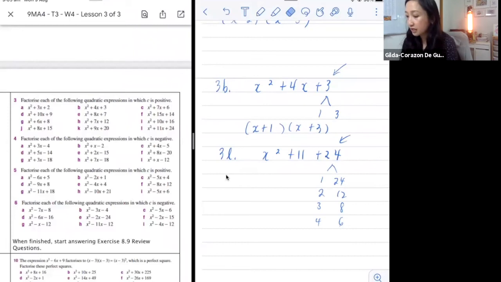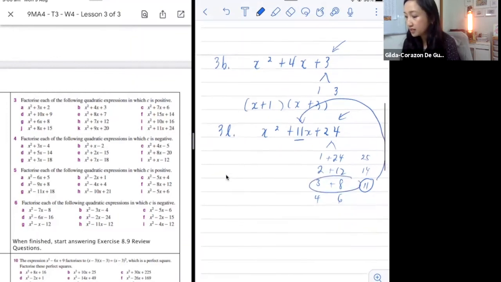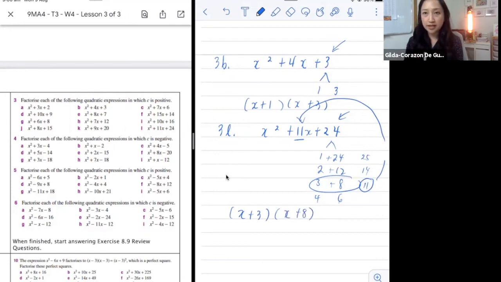And you test, if you add them, what happens? When you add these two, you get 25. When you add these two, you get 14. When you add these two, you get 11, which is our magic number, the 11x, our middle term that we're looking for. And therefore, what can you say about 3 and 8? Those are the factors that you need to factorize that trinomial. It would be x plus 3 and x plus 8.